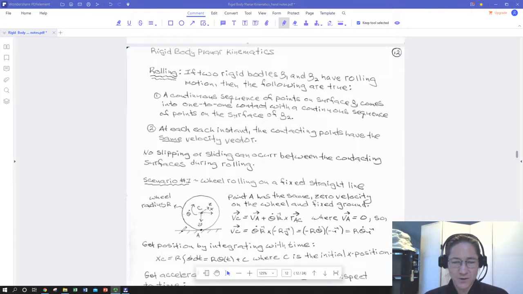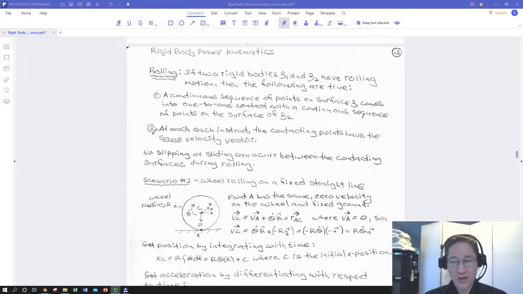So in this case, if you look down here, B2 could be the surface. B2 could be another wheel, so that's the case for gears. So we don't have the same point, it's not a fixed pivot, but we've got a different point on the circumference coming into one-to-one contact with a point on the circumference of the contacting wheel, surface, whatever.